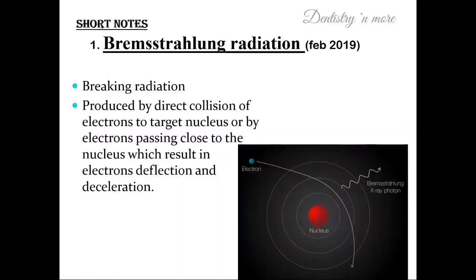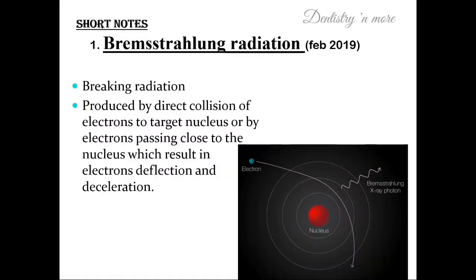Next is about the Bremsstrahlung radiation that can be asked as a short note. Bremsstrahlung is a German name meaning breaking radiation. What happens here is that when there is a direct collision of the electrons with the target nucleus, or the electrons come close to the nucleus, it results in electrons that are deflected or decelerated.